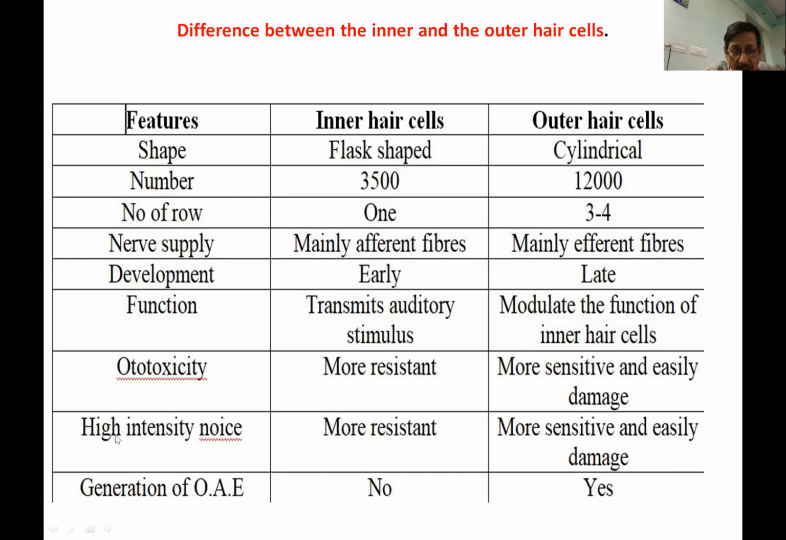The high sensitivity is to noise. The inner hair cells are more resistant to noise, while the outer hair cells are damaged easily by noise sound. So sound toxicity and ototoxicity both damage the outer hair cells more. Generation of OAE, otoacoustic emission, is only from the outer hair cells, not from the inner hair cells.